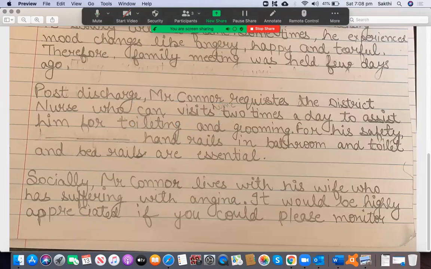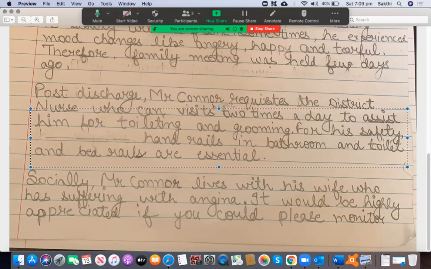For his safety, comma, handrails in bathroom and toilet and bed rails are essential. Okay. See this one. Handrails in bathroom and toilet and bed rails. So these rails, are they the handrails as well in bed? I'm just asking you a question. Handrails are for bathroom and toilet only. Yes, and the bed rails for a bed. Okay, so who is going to arrange this? Did they mention in the case notes? Or does the patient already have these things of his own? I think they mentioned they need. Oh, they need. Then you have to ask her to arrange it. So she needs to check with her occupational therapist. Yes, she needs to arrange it.